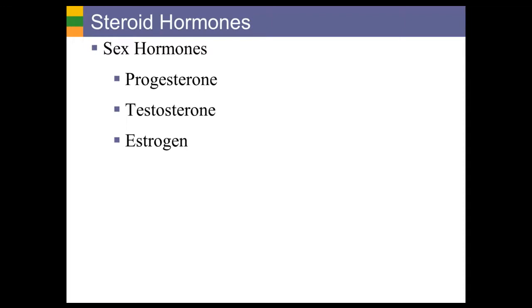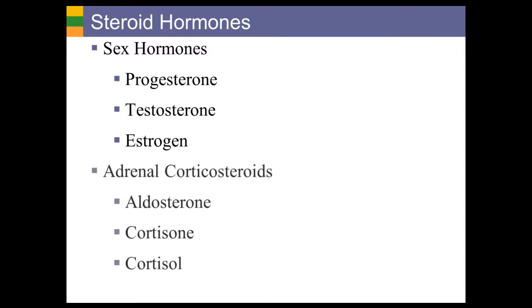So what are the 6 steroid hormones? They include the sex hormones. These are the hormones that are produced by the testes and ovaries: progesterone, testosterone, and estrogen. The other three are the adrenal corticosteroids. They're called corticosteroids because they are produced by the adrenal cortex. They are aldosterone, cortisone, and cortisol. So these are the 6 steroid hormones that we're going to talk about.